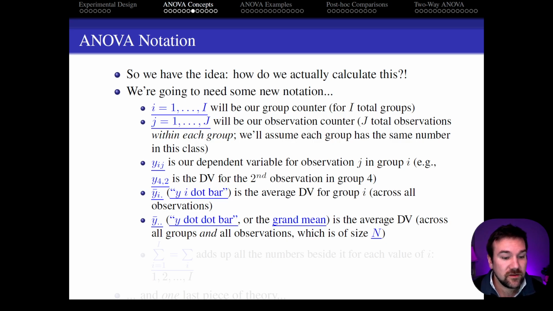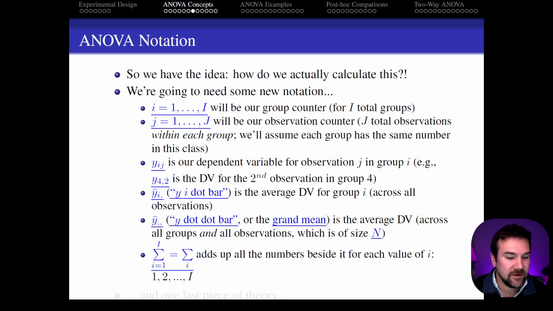Now, similarly, we have Y dot dot bar. I'm looking at the average, Y bar, dot for the I's, indicating all groups, dot for the J's, indicating all observations. So this is the mean of all of the observations in all of the groups, all at the same time. Sometimes this is called the grand mean, and essentially how we find this is we take all of our data values together and we add them all up and divide by how many total we have. Now that total sample size of all of the participants in all of the groups put together is sometimes denoted capital N.